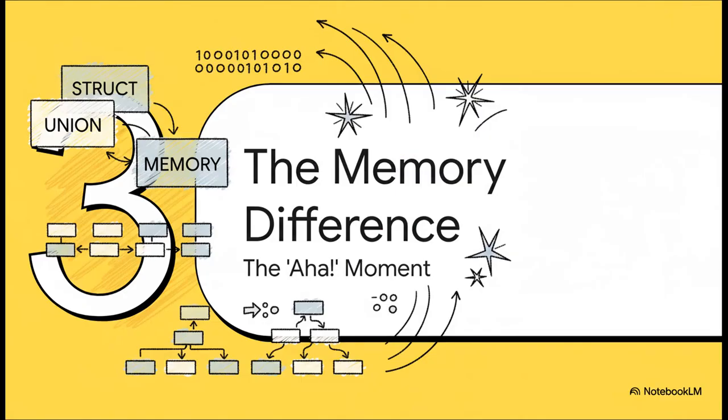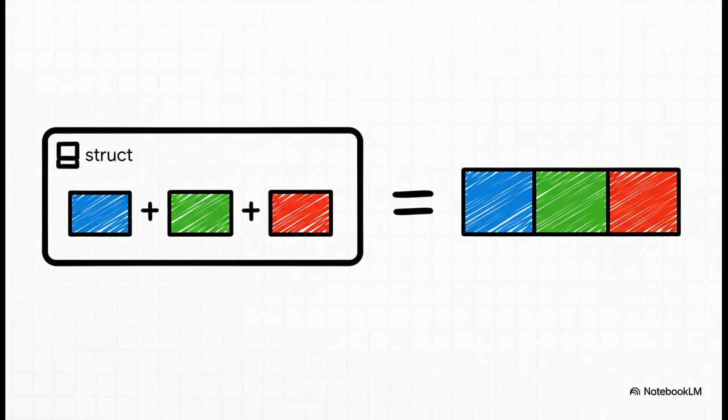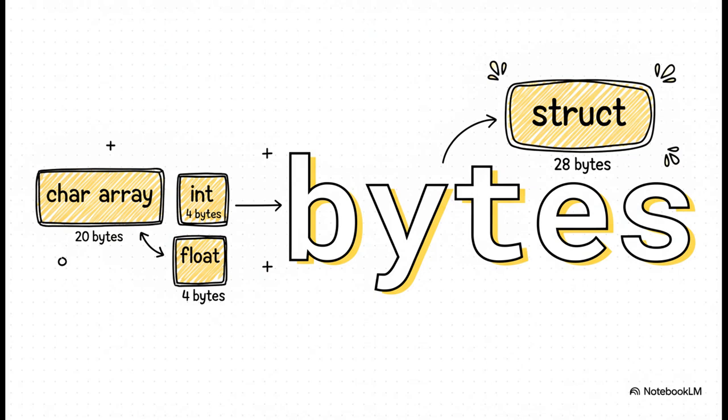And that brings us to the real aha moment. This is the single biggest, most important difference between structs and unions: how they use your computer's memory. So like we said, a struct holds everything at once. And to do that, it has to set aside enough memory for every single member, one after the other. Its total size is just the sum of all its parts. Pretty straightforward. So for our example struct, you just do the math. The character array needs 20 bytes, the integer needs 4, and the float needs 4. You add them all up, and you get a total of 28 bytes.